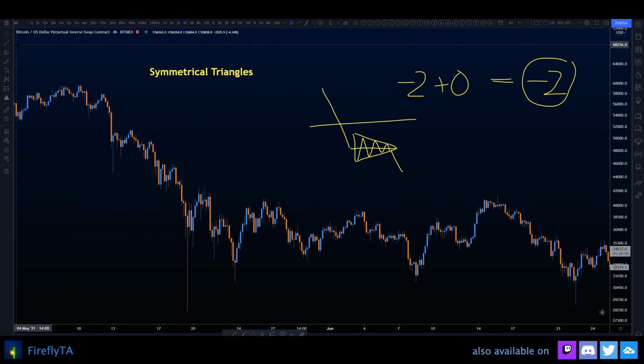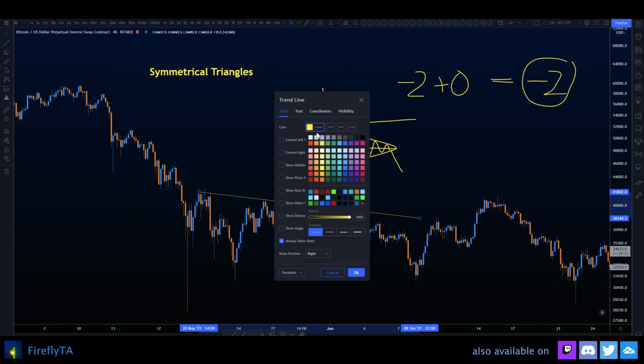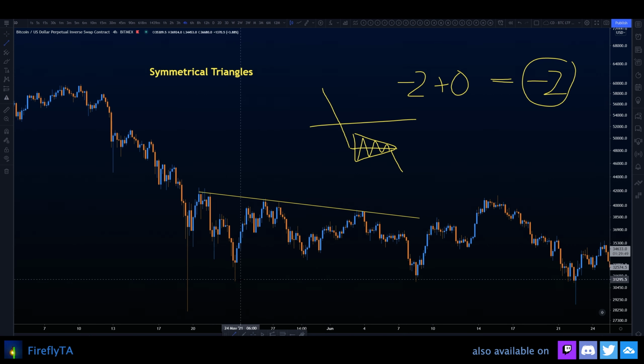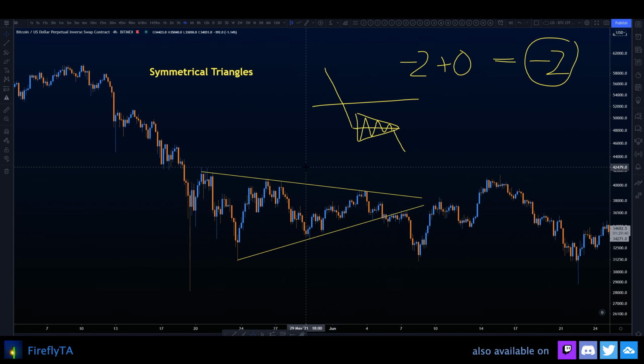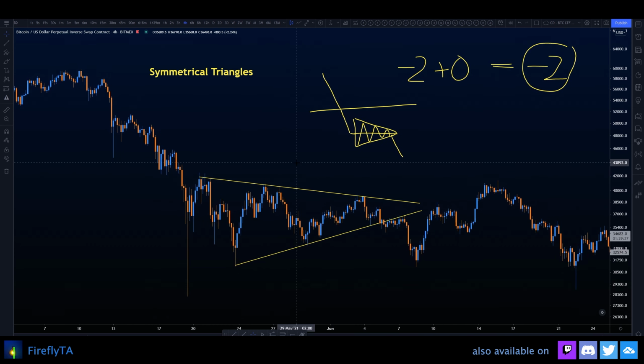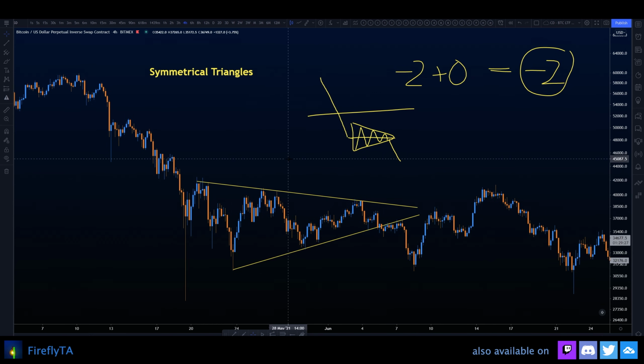So if you look at this, we can draw a symmetrical triangle here. Let's talk about how to draw triangles first, because I think this is a good time to talk about this. When we are looking for triangles or other structures, first of all, one thing that doesn't matter is how well the wicks and candles are connected. This is not what counts, especially not in the technique I'm going to teach you.